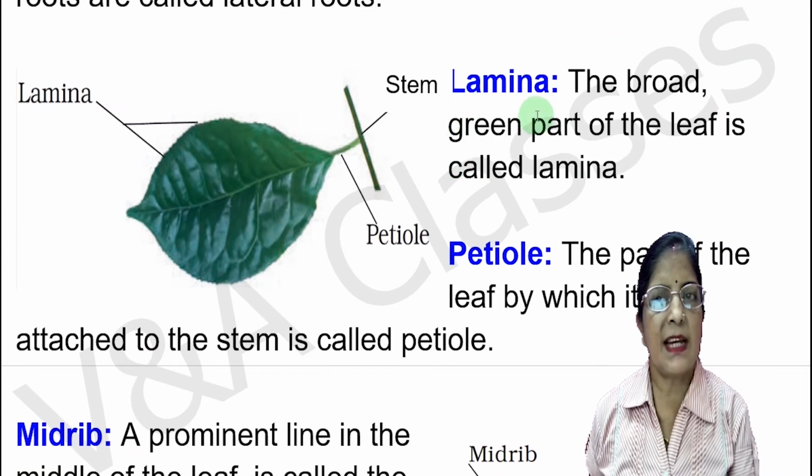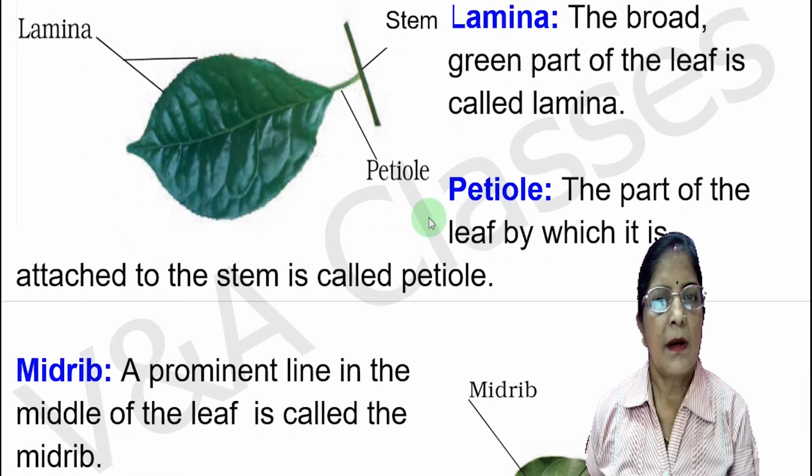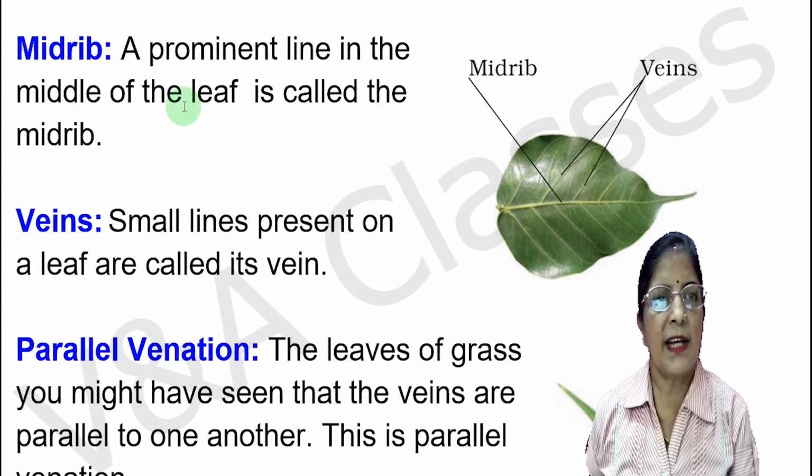Next keyword is lamina. The broad green part of the leaf is called lamina. Next keyword is petiole. The part of leaf by which it is attached to the stem is called petiole. Next keyword is midrib. A prominent line in the middle of the leaf is called midrib. Next keyword is veins. Small lines present on a leaf are called its veins.